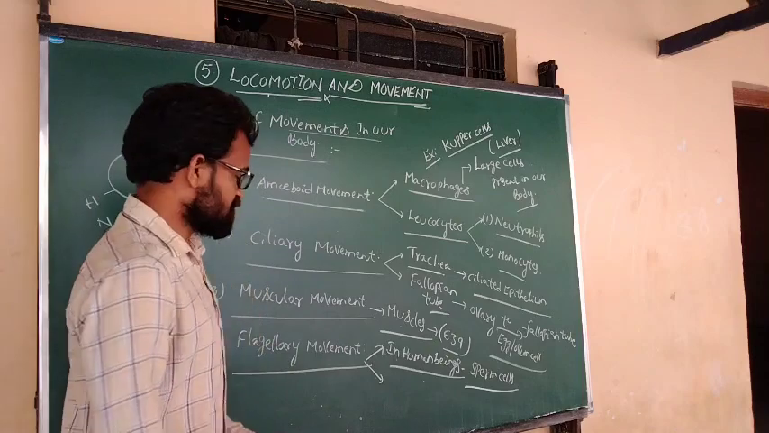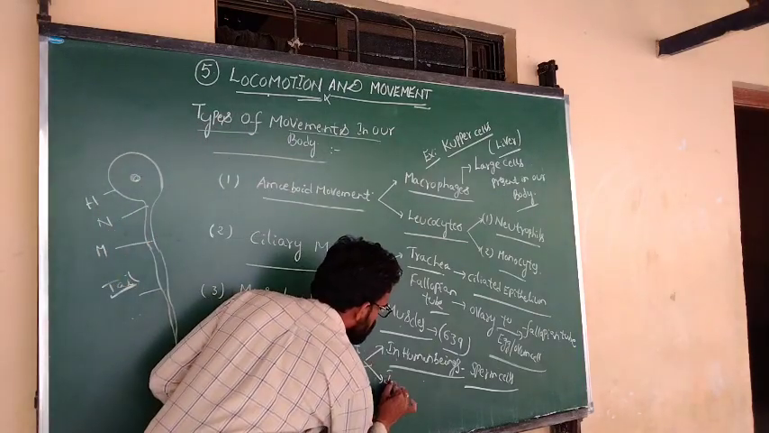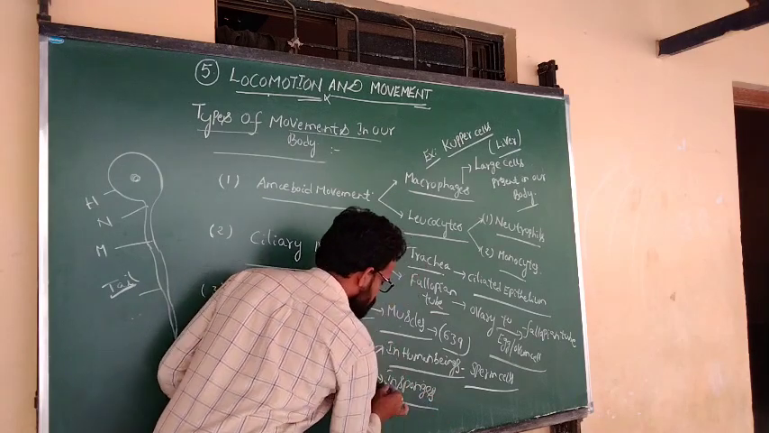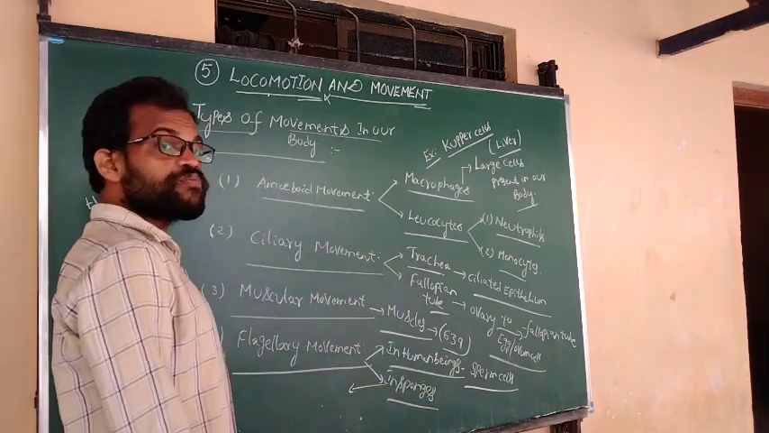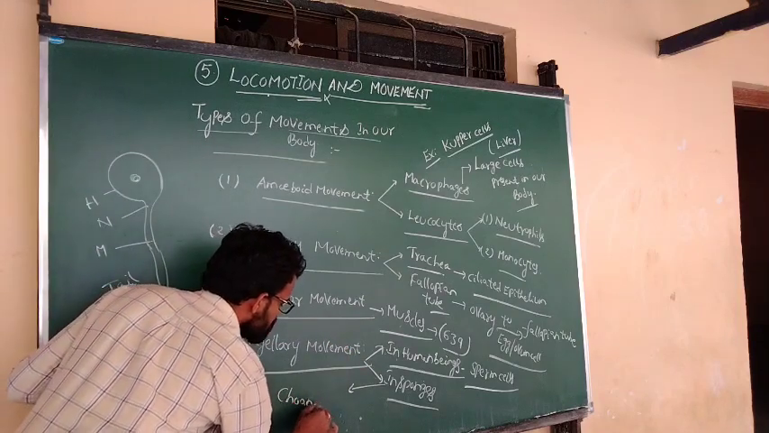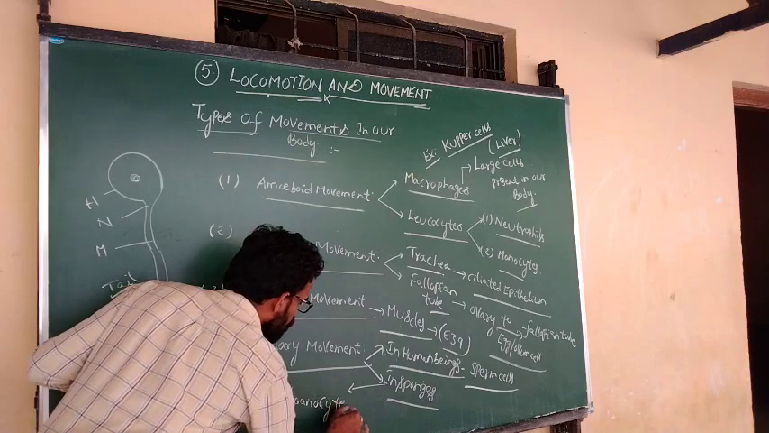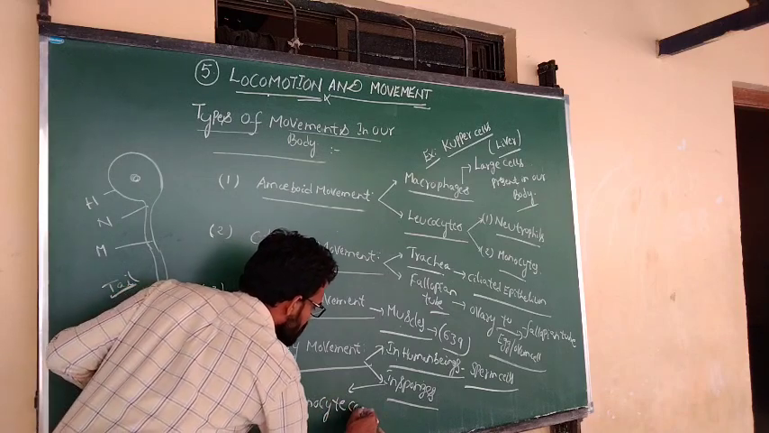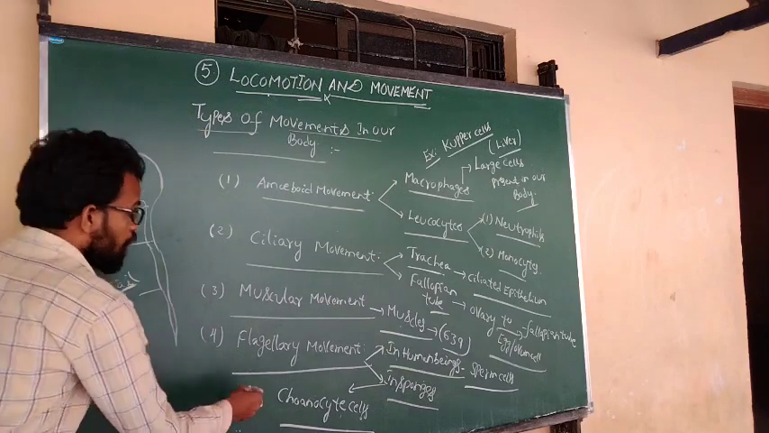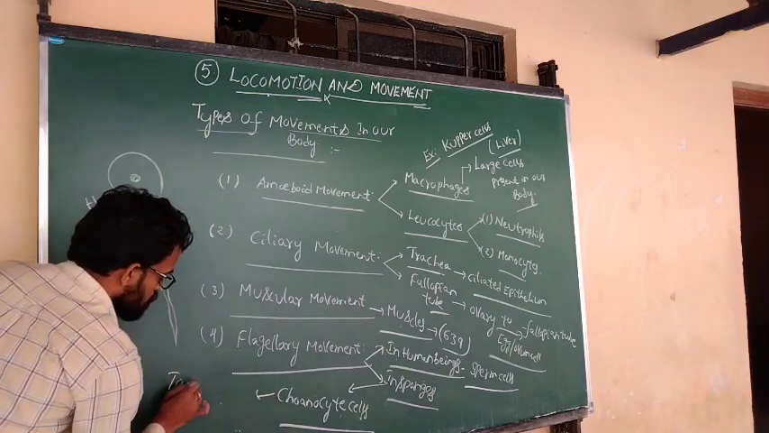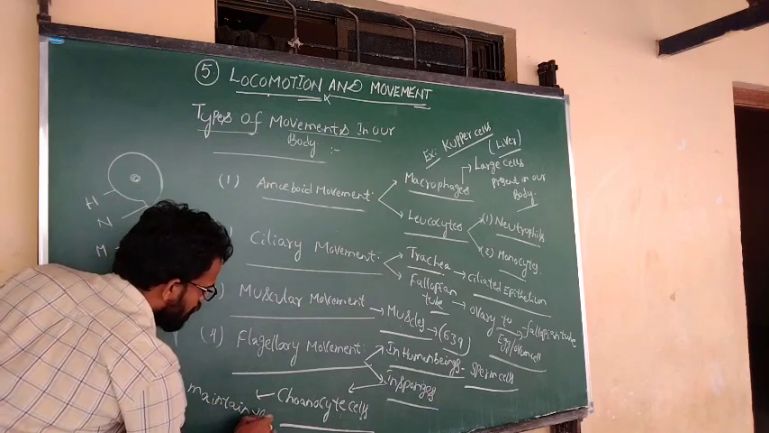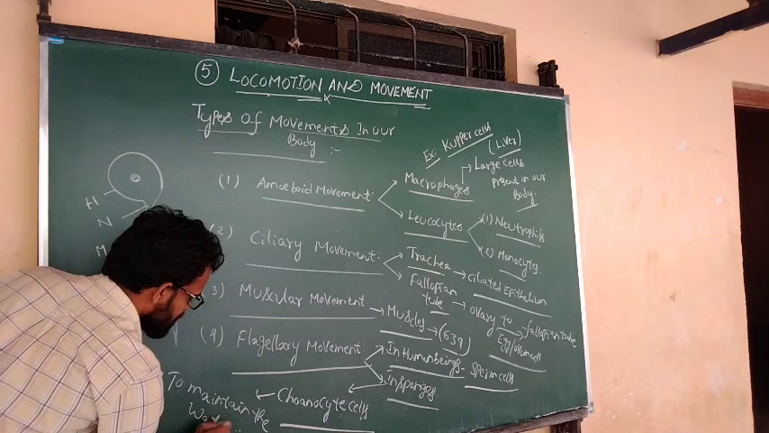If you observe the sponges, this flagellary movement is exhibited in sponges by the choanocyte cells. These choanocyte cells are helpful to maintain the water current.